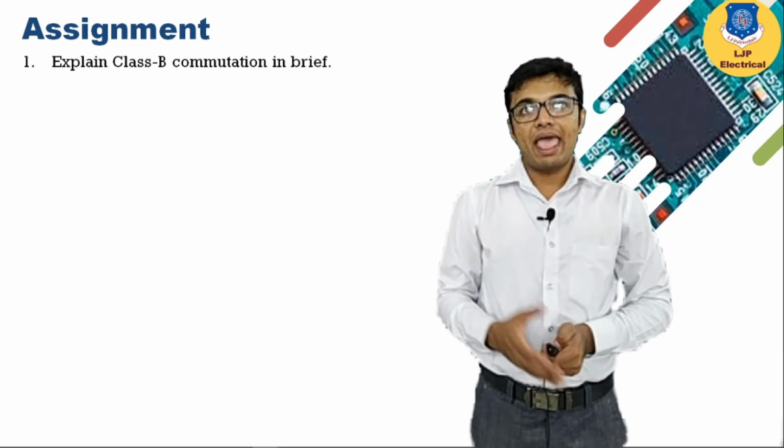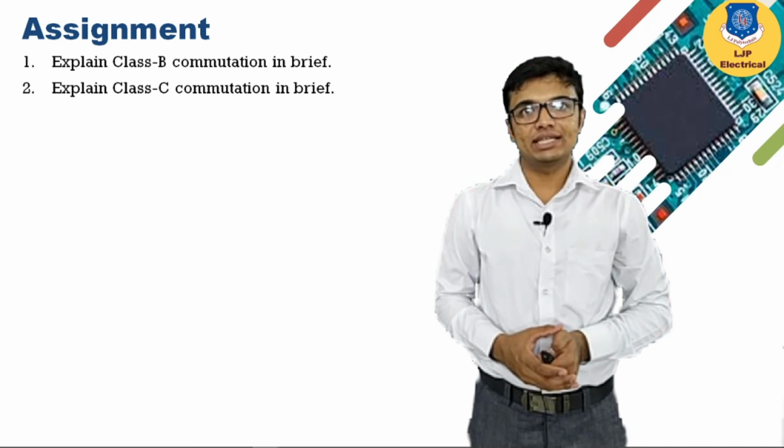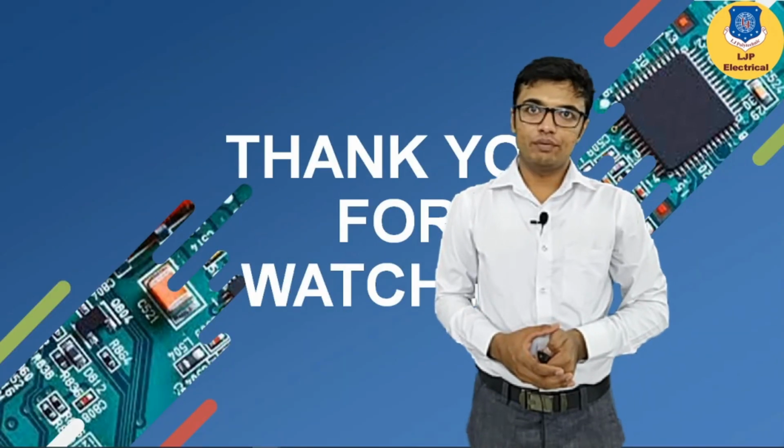Let's see the questions for the assignment. The first one is explain class B commutation in brief, and the second one is explain class C commutation in brief.